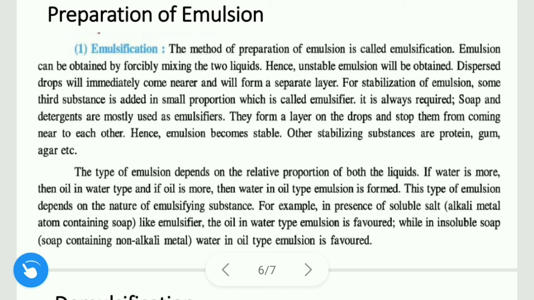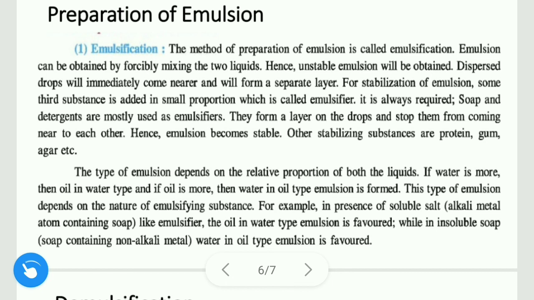You may ask why we use soap? Because soap decreases the surface tension between two layers of the liquid, and so the liquid system can be stabilized easily. Also, for example, we can use a soluble salt, that is, an alkali metal containing soap-like emulsifier. So this is the preparation of emulsion.